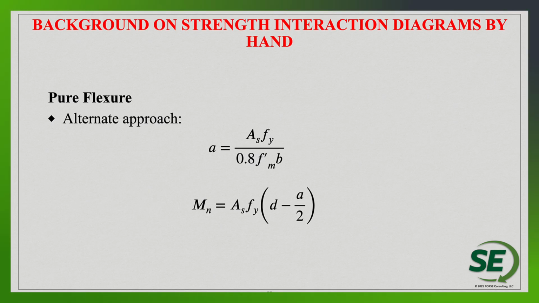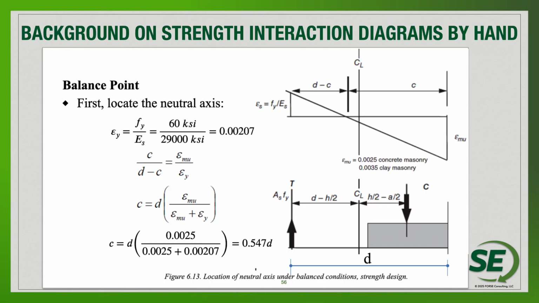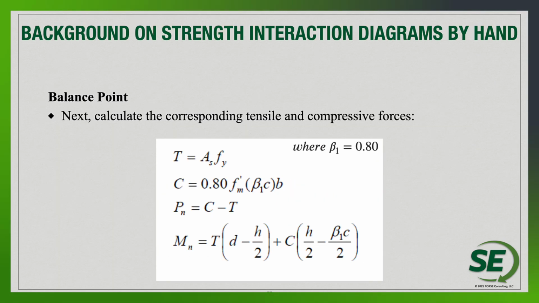We also want to understand what the balance point would be. Looking at the neutral axis, you can look at the epsilon y for steel. You can look at Fy over the elastic modulus of steel to be 0.00207. We can look at how that compares to masonry, what the overall balance point would be when the masonry and steel are in that perfect balance with one another. Next, we can calculate some of the corresponding tensile and compressive forces. You know that the tensile force is going to be the area of steel times the yield strength of the steel.